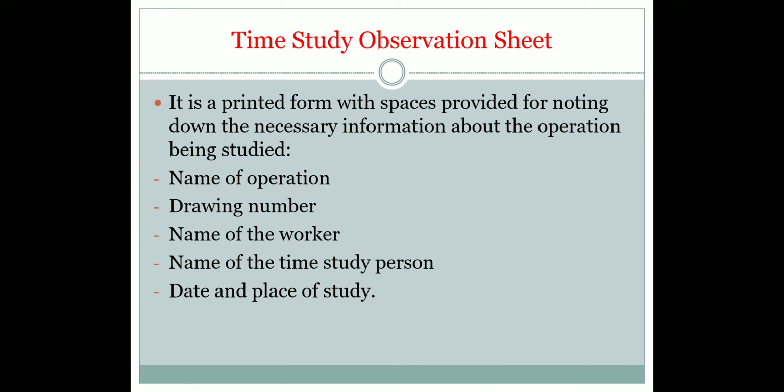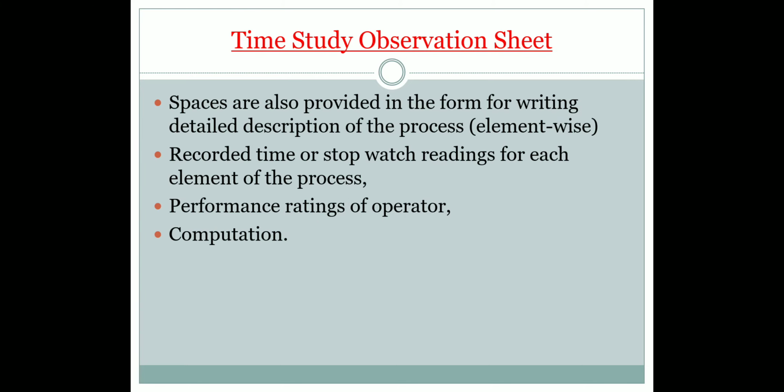Next, the time study observation sheet. It is a printed form with spaces provided for noting down the necessary information about the operation being studied: name of operation, drawing number, name of the worker, name of the time study person, date and place of study. You have to fill in all the information in the time study observation sheet. Spaces are also provided in the form for writing a detailed description of the process. Element-wise you have to write in the form.